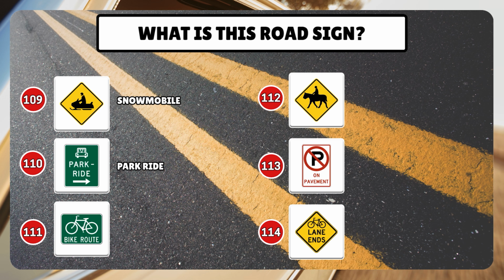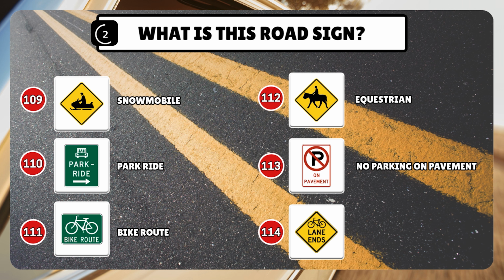That is a park ride sign. That is a bike route sign. Excellent awareness. That is an equestrian sign. That is a no parking on pavement sign. That is a bicycle lane end sign.